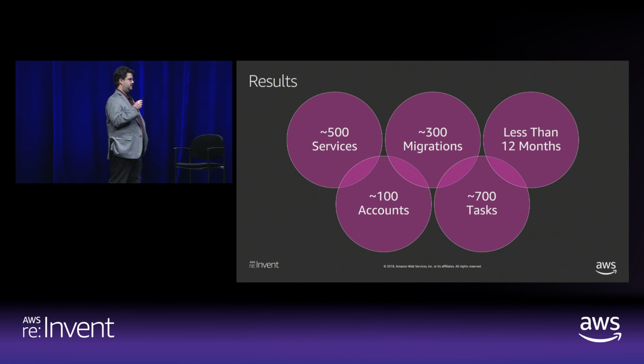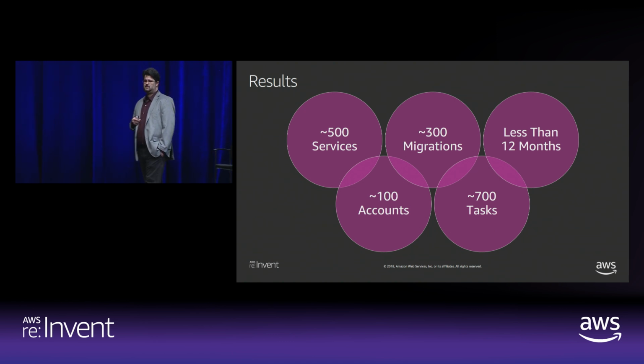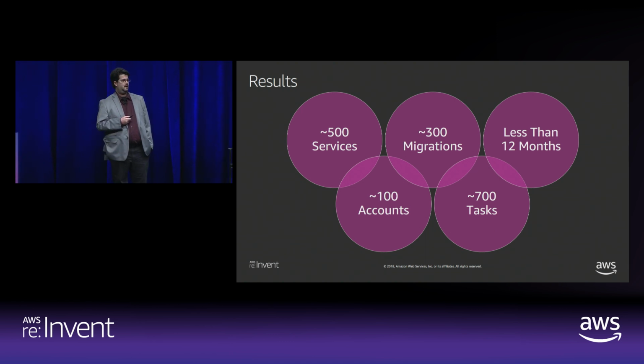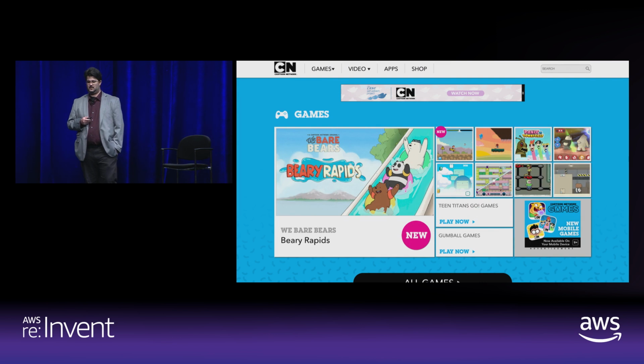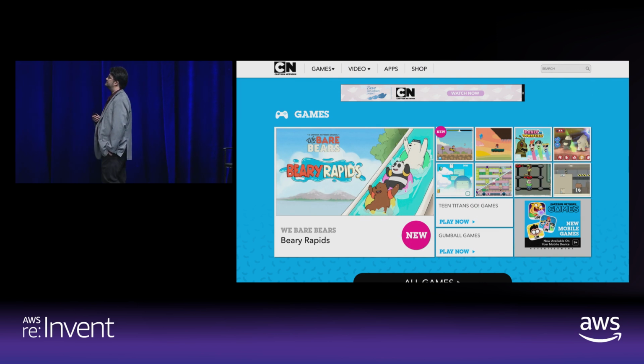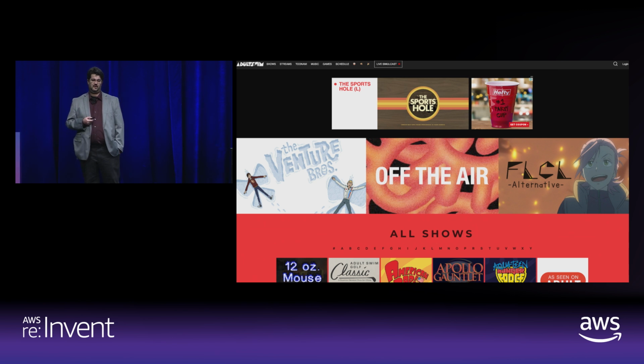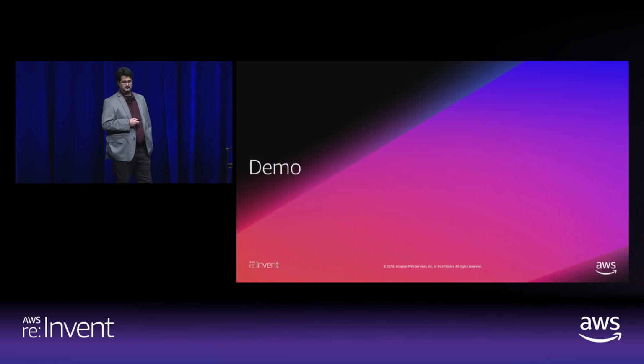This is what the Fargate journey looked like at Turner. And the results, we've had a lot of success. We've migrated over 500 services. Of those 500 services, we've had around 700 tasks in them. That's come about by over 300 migrations across 100 AWS accounts, and we've done all of that in less than 12 months. Cartoon Network runs on Fargate. Adult Swim also runs on Fargate, just to give you a couple examples.